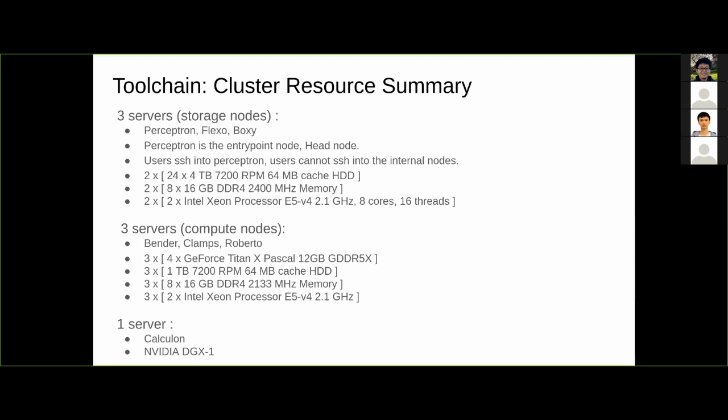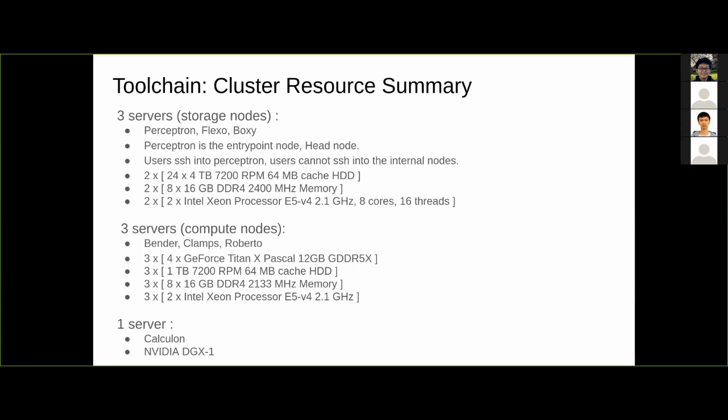They have a lot of storage: 24 times 4 terabyte disks, 18 times 16 gigabytes of DDR4 memory, and Intel processors, 8 core, 16 threads. I'm not going to go into details, but in contrast to the storage servers you have the compute servers, Bender, Clients, and Roberto. They have the GPUs, the GeForce 10Xs. So you're definitely going to want to do your computation there.